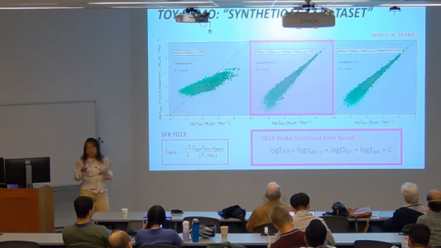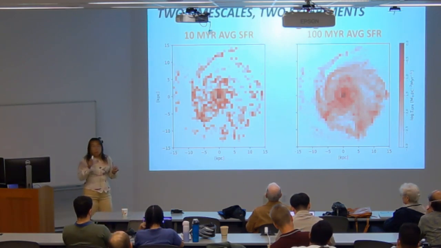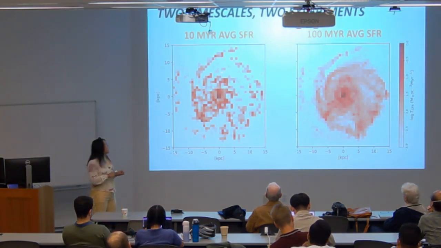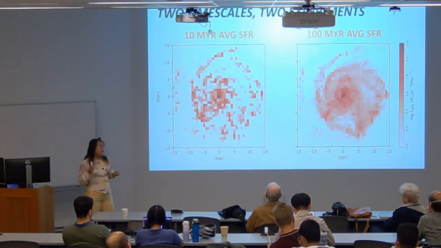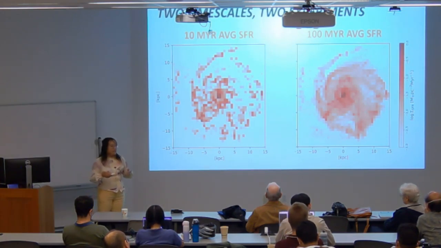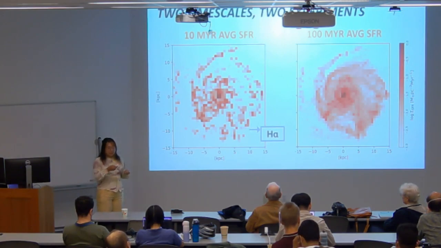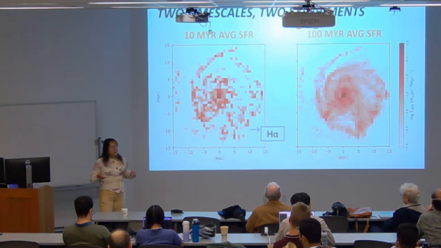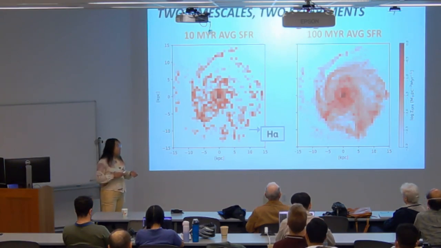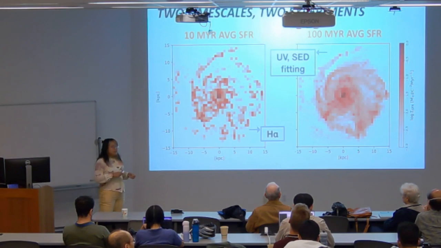And so for our actual experiment, we ran 2 separate experiments, one for timescales at 10 mega-year average star formation rate, which has more of the stochastic processes like supernova or radiative processes represented, and represented observationally by H alpha. And we also have a longer time scale at 100 mega-year average star formation rate, which represents a galaxy more in equilibrium and represented observationally by UV or SED fitting.